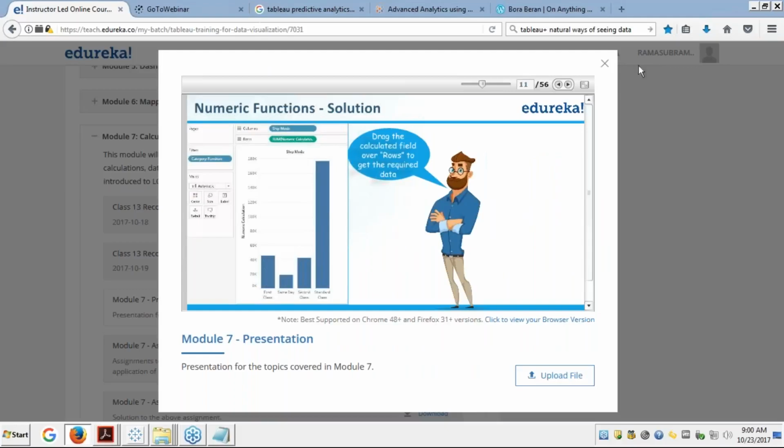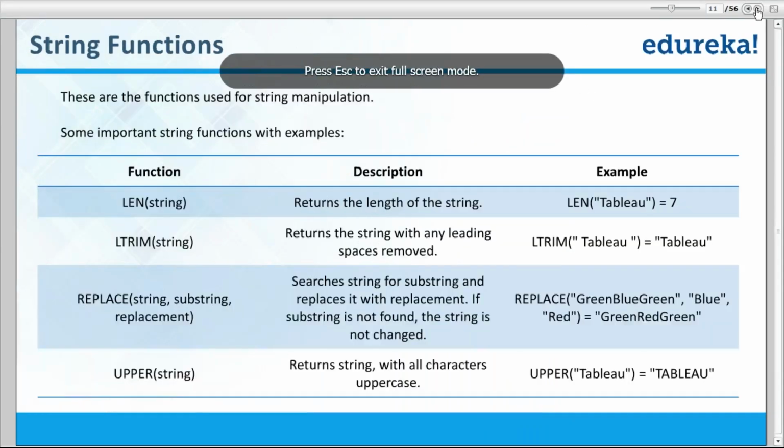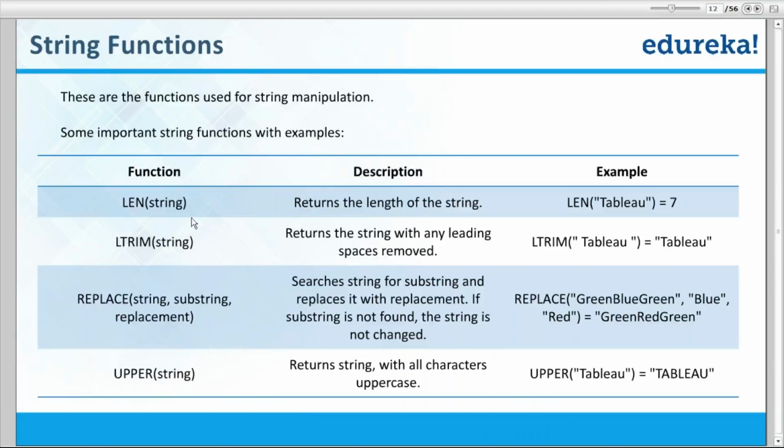Okay, so these are some examples of string calculations, friends. Some of the string calculations are like LEN, which is for finding the length of a string. LTrim is used for removing any spaces in the string. For example, in this place where I'm showing with my pointer, it has a string value with a blank space. So this LTrim basically removes that spacing.